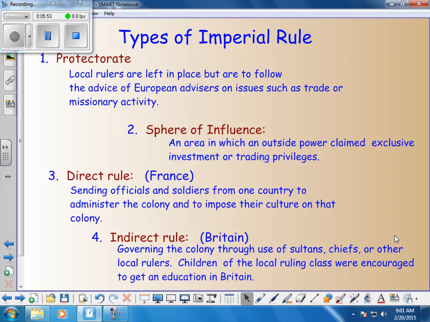Okay, number 3 is called direct rule. This is typically what France did. They sent officials and soldiers from their country to administer the colony and to impose their culture on that colony. Meaning, for France, they sent French officials from the French government, and they ruled the country.